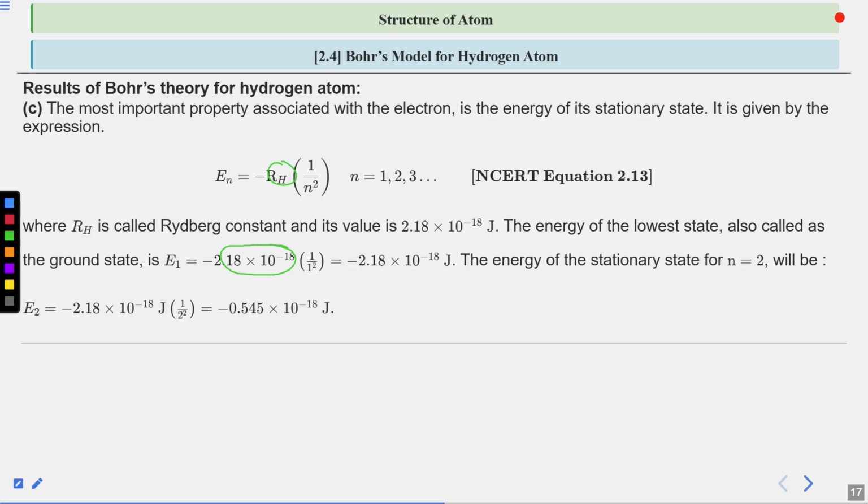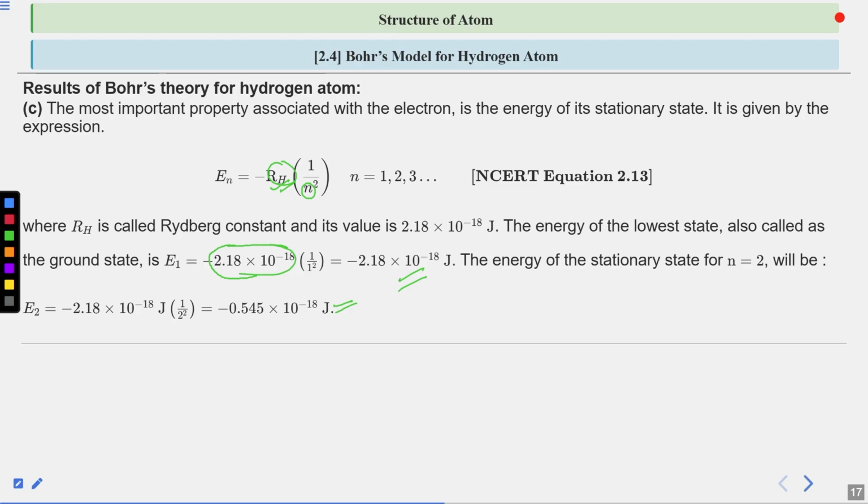Remember students, this is the same Rydberg constant that you have seen earlier. If you don't remember, no problem, just go back and see. For now, you can consider that RH is a value that has been calculated by Bohr. Now, the energy of the first orbit: just take n equals 1. So minus 2.18 into 10 to the power minus 18 multiplied by 1 by 1 square. You will get the energy of the first orbit. Then what will be the energy of the second orbit? Just take n equals 2. So there will be 2 square here and you will get the energy of the second orbit.